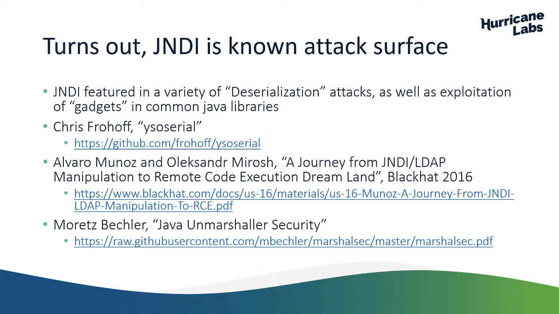A lot of research seemed to crop up around the 2015-2016 period, centering around the Ysoserial research into different deserialization methods, a Black Hat talk about the journey from JNDI and LDAP manipulation to remote code execution, as well as research by Moritz Bechler into Java unmarshaller security. What I'm getting at is that JNDI as a potential attack surface has been known for some period of time. It just wasn't realized that the Log4j2 library itself had JNDI lookups enabled and configured.